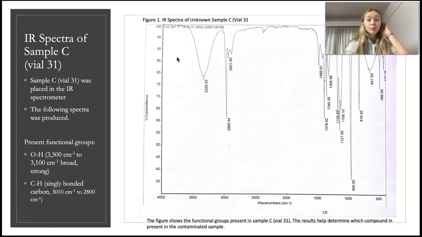So I used that previous table to compare to my graph that was produced for sample C. As you can see here, this is an OH group because it is a broad peak in the 3500 to 3100 range. And then here we have a peak in the 3010 to 2800 range. So this is an OH group right here, and this is a CH single bonding carbon. Again, these results were compared to the previous table, and possibilities were narrowed down, as will be discussed in a little bit.